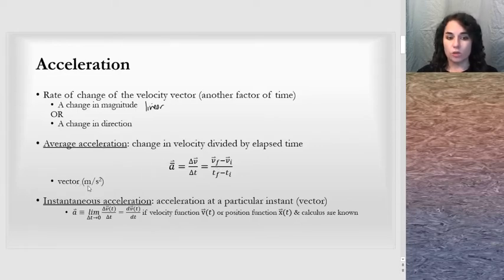This is a vector quantity, again, and the units on it, SI units, is meters per second squared. Notice that we're going to take velocity, which has units of meters per second, and divide by another factor of time, and that's how we get time squared down there.